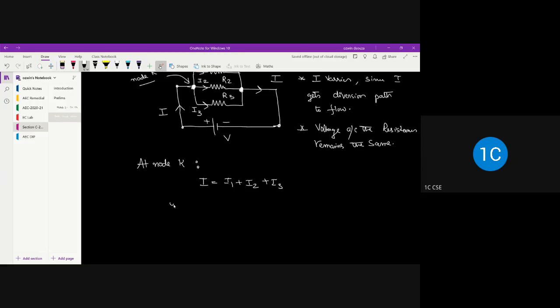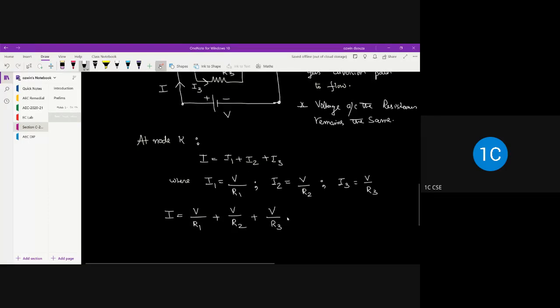On the other hand, what is I1? By Ohm's law, current is voltage by resistance, right? What is the voltage? The applied voltage. What is the resistance? R1. Similarly, you can write I2 as V by R2, and I3 is equal to V by R3. Let's substitute the current values in the main equation. So we have I is equal to I1, so I1 is V by R1, plus I2, which is V by R2, plus I3, which is V by R3.